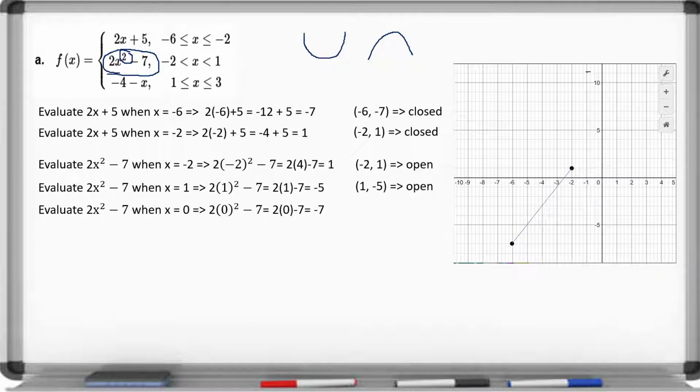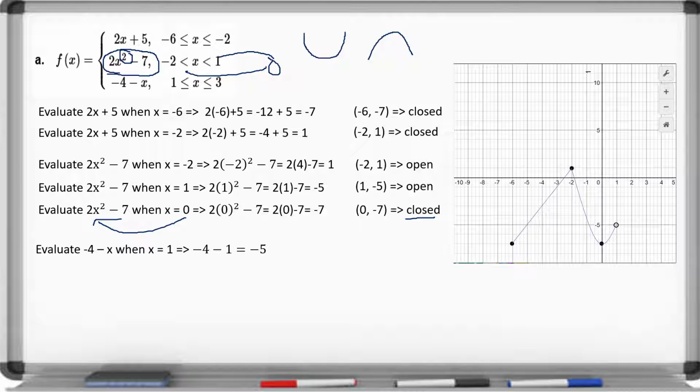I'm going to evaluate it when x is 0. I chose 0 because 0 is actually between negative 2 and 1. So if I plug in 0 into the function, then I get 2 times 0 squared minus 7, which is 2 times 0 minus 7, which is negative 7. So our coordinates are 0 comma negative 7. And it's closed in this case only because I chose a number that is between those two numbers. All right, so now we can go ahead and plot those points and then connect them. So these are our coordinates. And then notice that we have the U shape for the parabola.